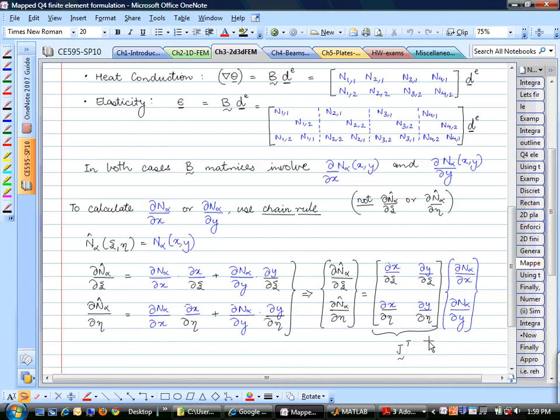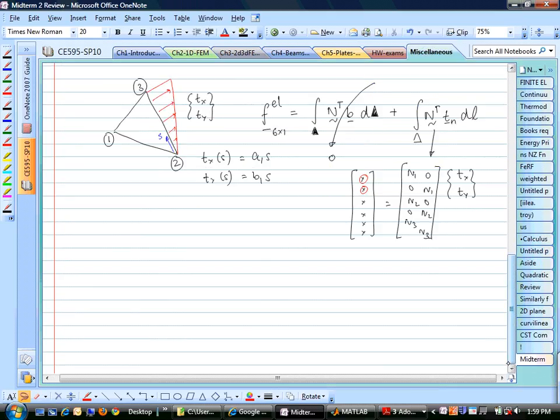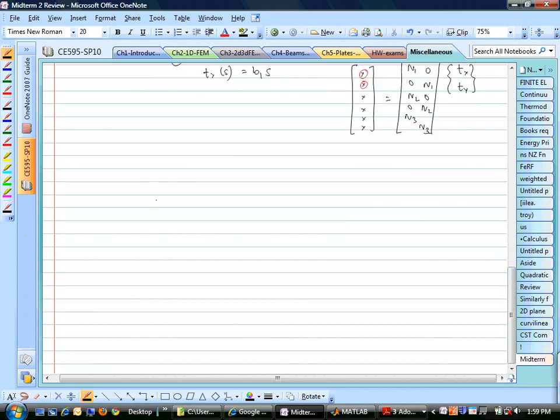So, let me ask you this. If I have a perfectly square element, that's my parent element, and if I deform or map it to something like this, to a parallelogram, what do you think? Is the Jacobian going to be constant for this or not? What does the Jacobian represent? It represents the change in the domain.